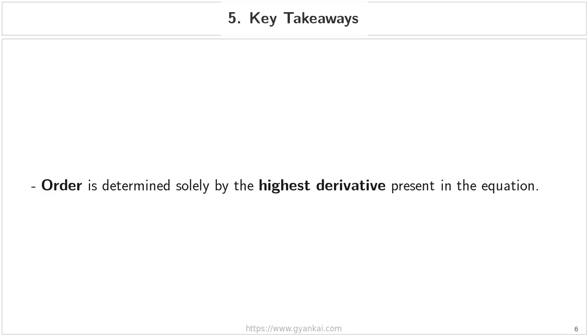First and foremost, remember that the order is determined solely by the highest derivative present in the equation. You aren't looking at the whole equation as a whole, but specifically searching for that one derivative that has been differentiated the most number of times.